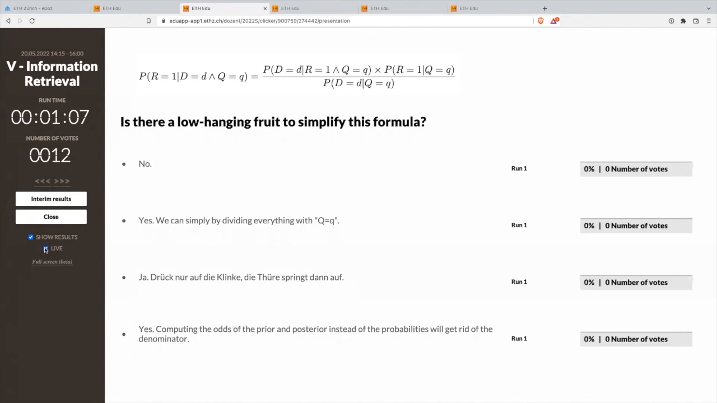So what do you say? Some of you are pessimistic. All right. The third one is Rotkäppchen, right? In German. Is it what it's called? Rotkäppchen? It's a fairy tale. Okay, anyway. This last one is the correct answer. Computing the odds, indeed, is the way we are going to do it.